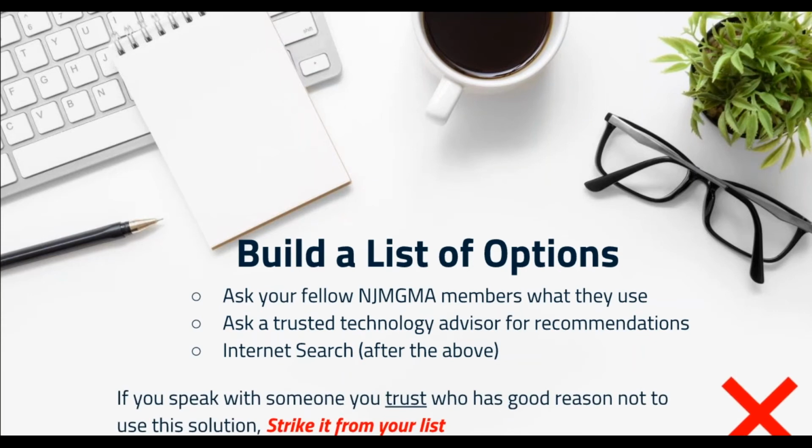Here's another thing. If you speak with someone that you trust, any of those first two groups, and they have a good reason not to use the solution, just strike it from your list. We're going to revisit this. We'll see this red X throughout the rest of the presentation. It's all about shortening your list. It's all about spending the least amount of time that you can to determine something is not going to work for you, so that you can focus on the ones that might work for you according to your value statement.